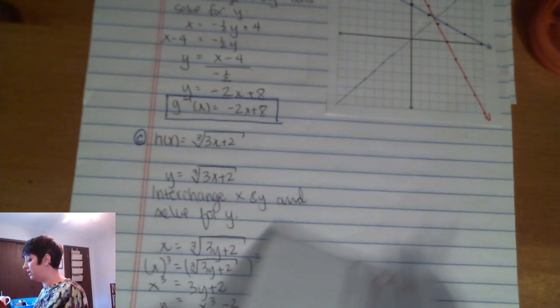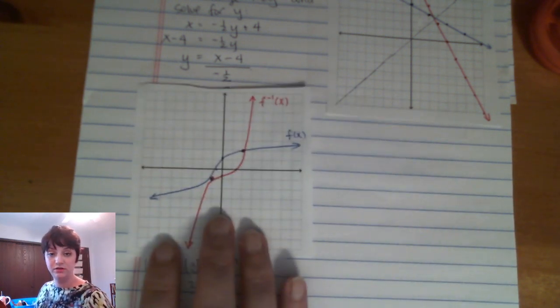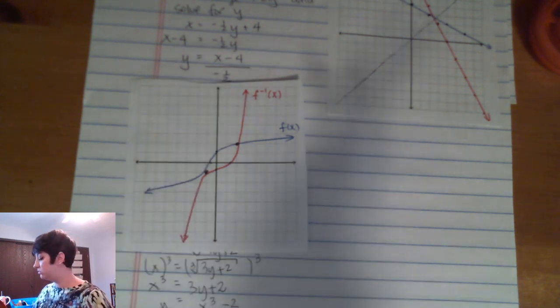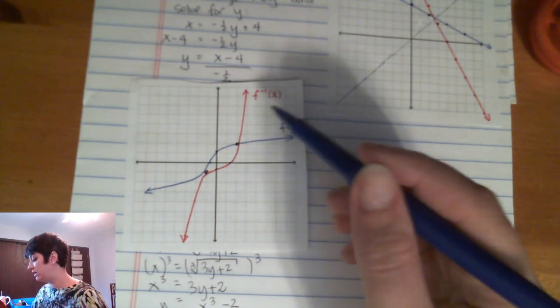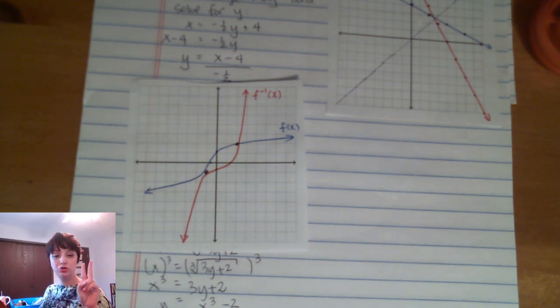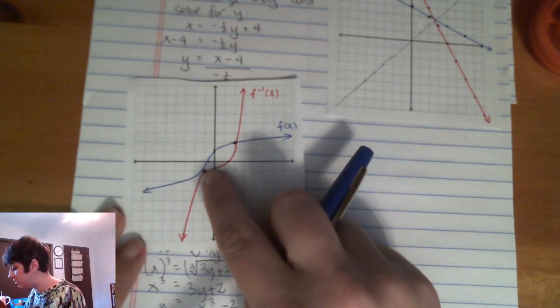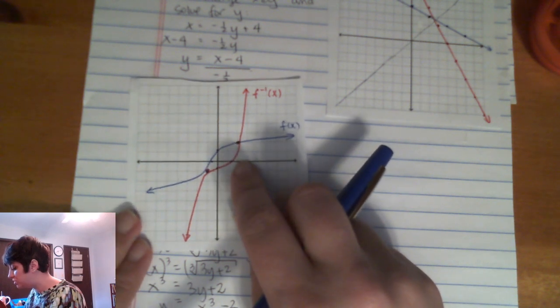We did not talk about how to graph cube roots, but I went ahead and graphed this anyway. So blue is my original function, red is my inverse. I want to point out two specific points on here. The first one is -1, -1, and the second one is 2, 2.